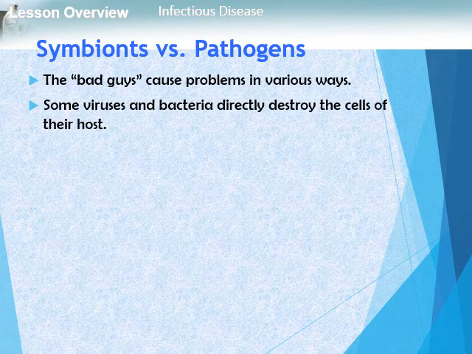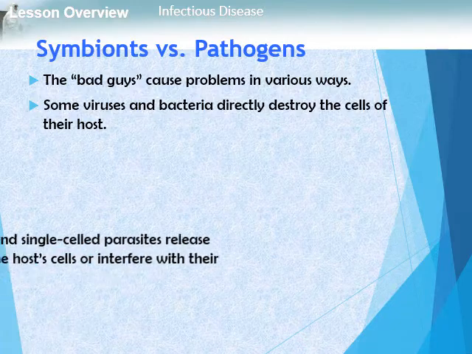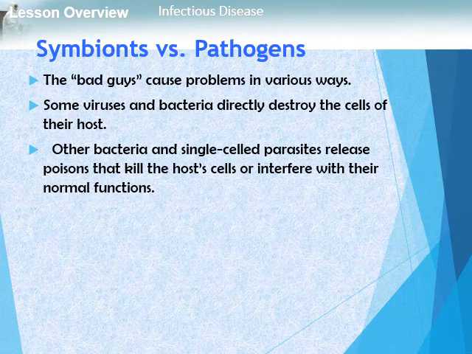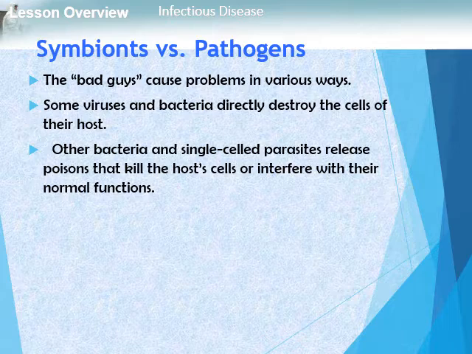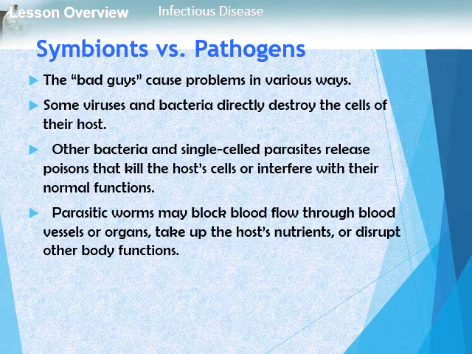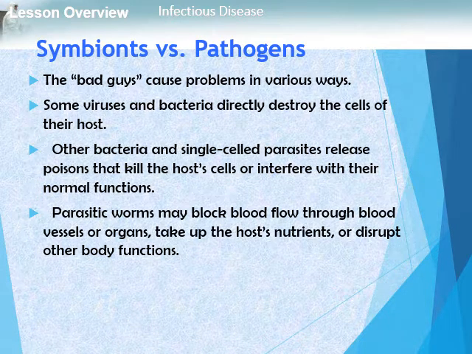Some viruses and bacteria directly destroy the cells of their host. Other bacteria and single-celled parasites release poisons that kill the host cells or interfere with their normal functions. Parasitic worms may block blood flow through the blood vessels or organs, take up the host nutrients, or disrupt other body functions.